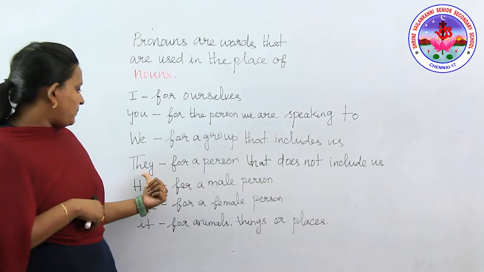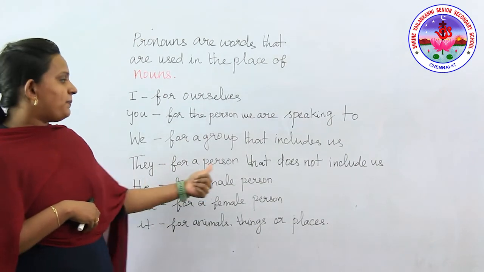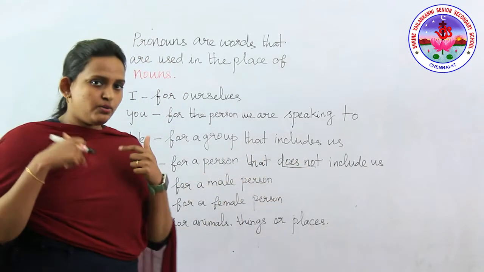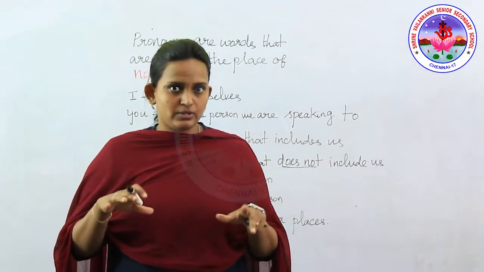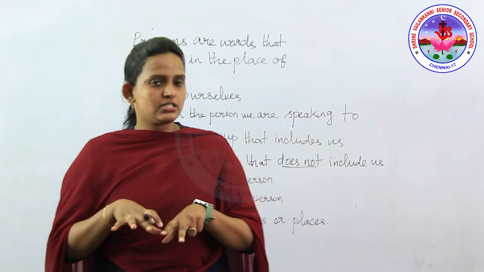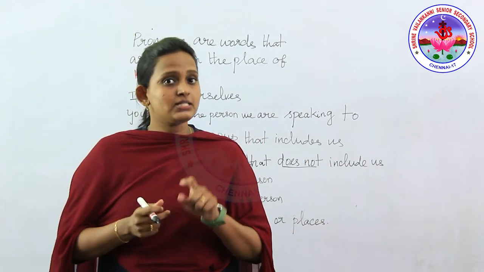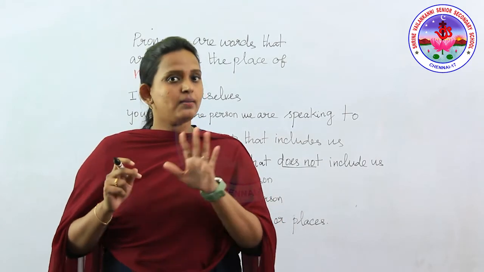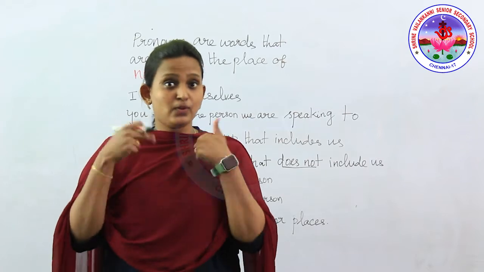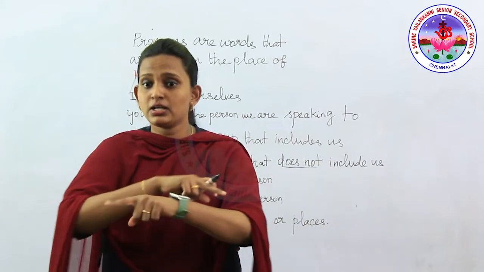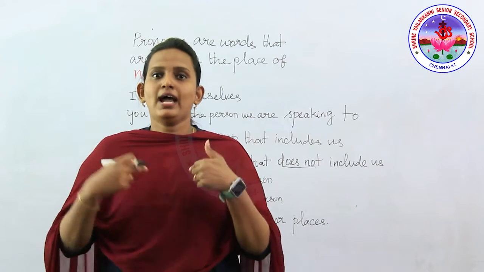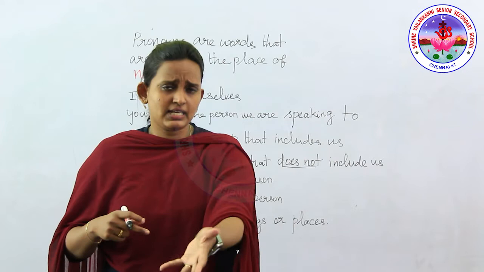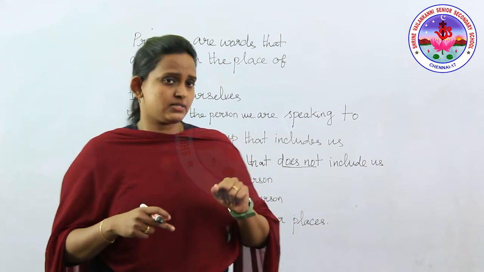And the fourth one, we use the word they for people that do not include us. The person who is speaking will not include themselves, only all the other people. This is also used for a group, which means it is more than one in number. But you will not include yourself; rather you will include the people whom you are talking about, and you will say they are going out, they are attending class. So we'll use words like these.